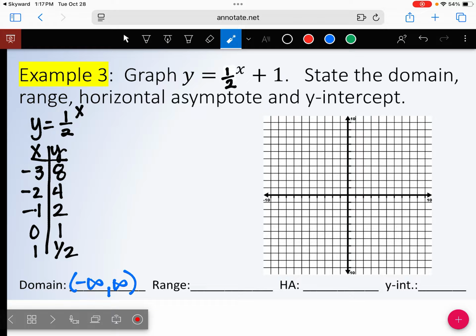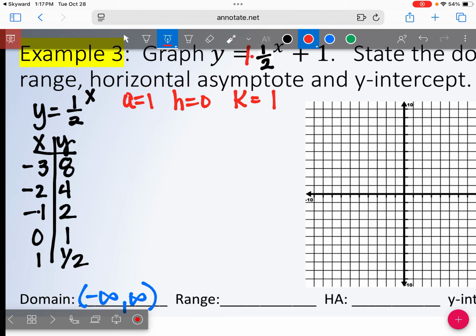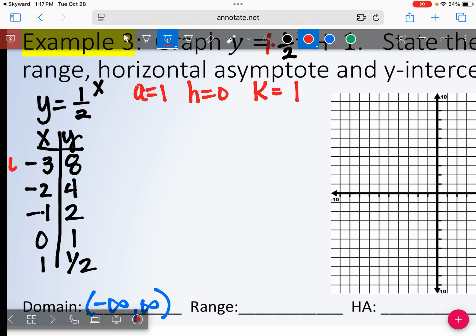Okay. So in this example, the number in front of the 1/2 is 1, so A is still 1. There isn't anything in the exponent besides X, so that means that H is 0 and K is 1. So the only transformation, we don't need to waste time by adding 0 all the way down. That's not going to do anything. So our domain doesn't change.